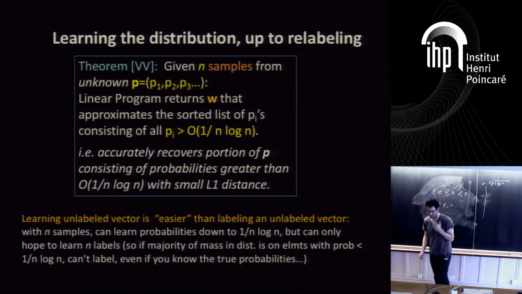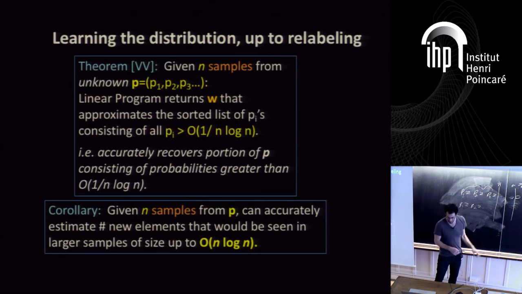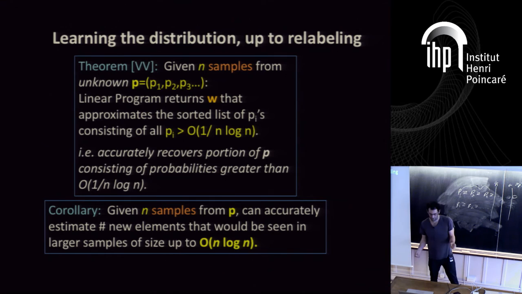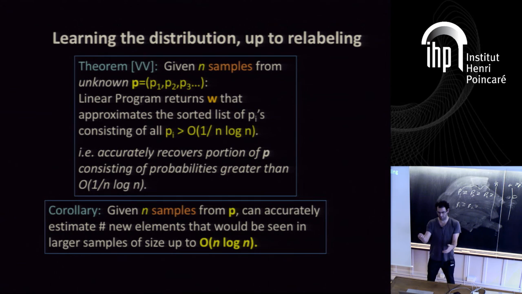Okay, so one nice corollary of this, which maybe will help put a context around what's going on, is the following. Say we're given n samples from some unknown distribution, and someone asks, how many new domain elements do you think you'd see if I give you more samples? And we can accurately estimate this for samples up to size n log n. So I give you n samples, I say, how many new things would we see if I were to give you a sample of size n log n? And you can accurately estimate this. Beyond this log factor, you can't.